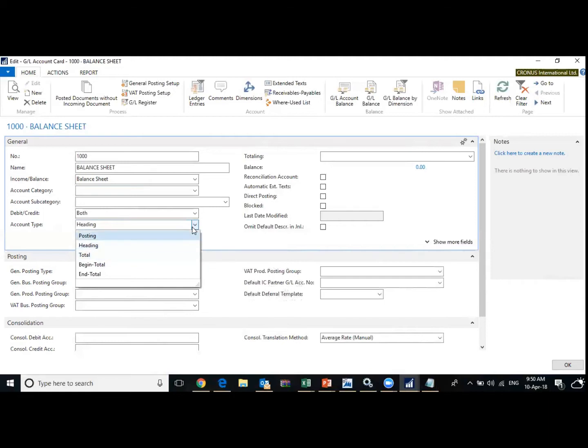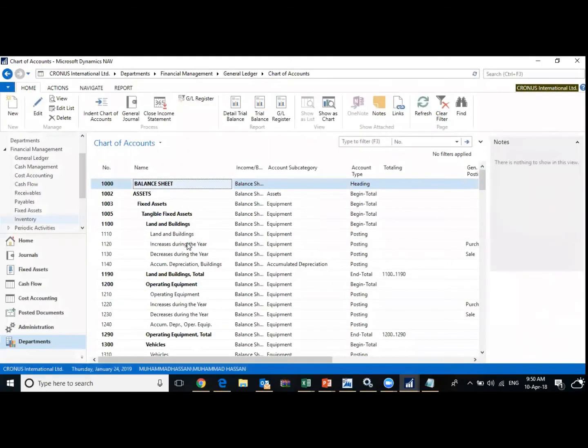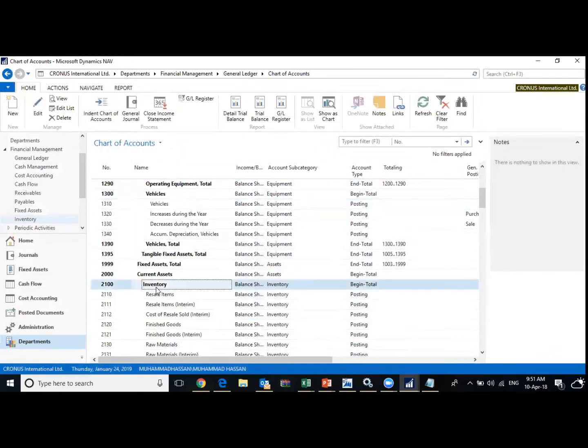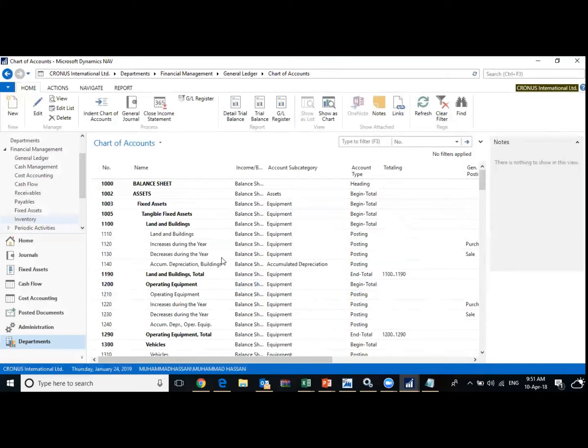The heading accounts don't really have any purpose, so you can always use your begin total or end total. This is going to suffice. The total accounts, again, are used if, for example, you want to total something without creating a begin total and end total, and you want to total some accounts. So what you will do is create a total account. It will total everything above it, so all the accounts above it, it will total them.